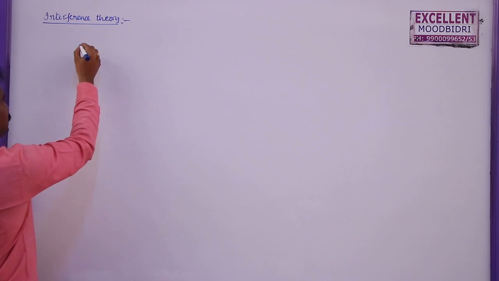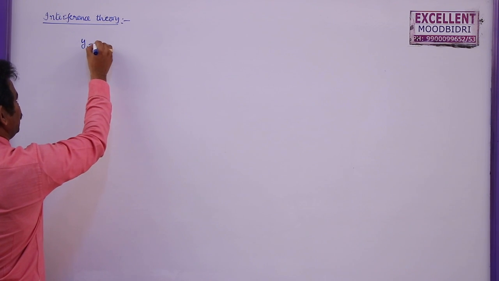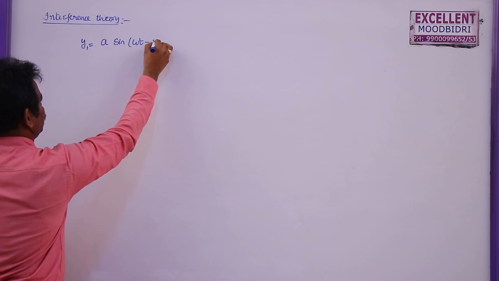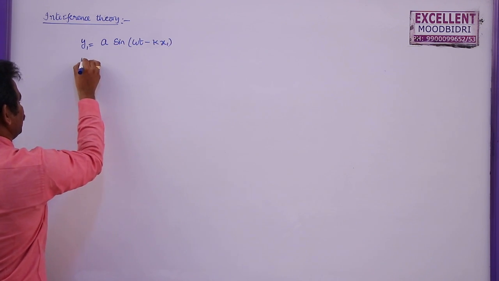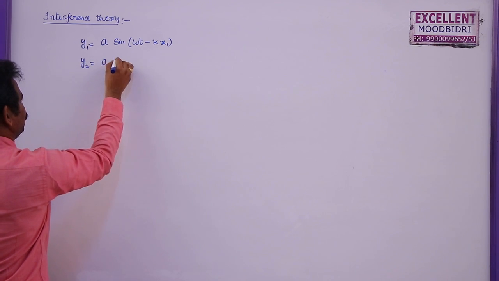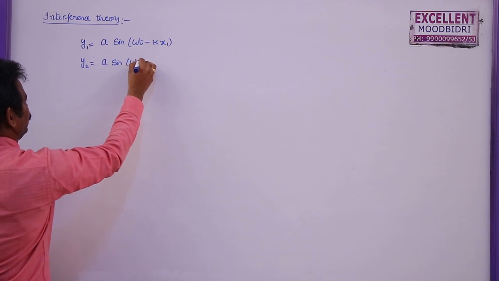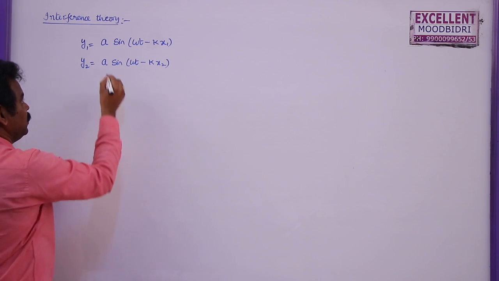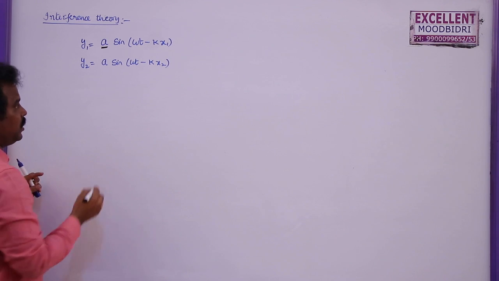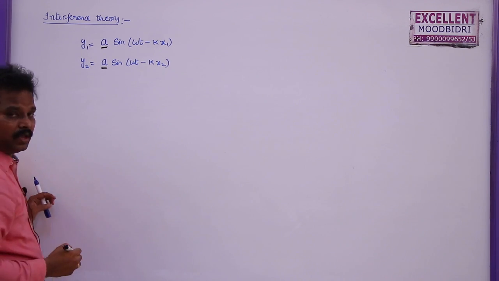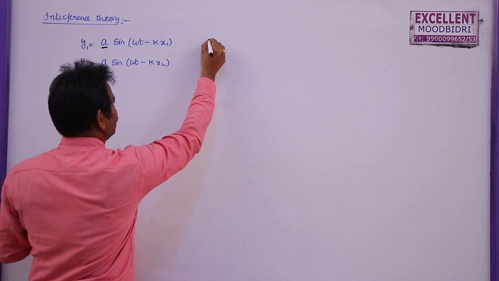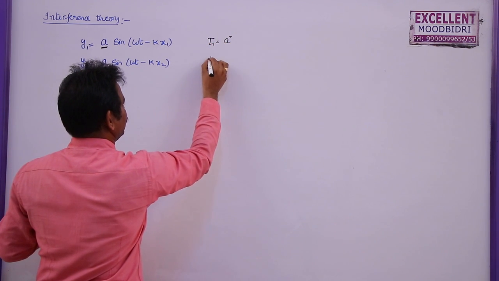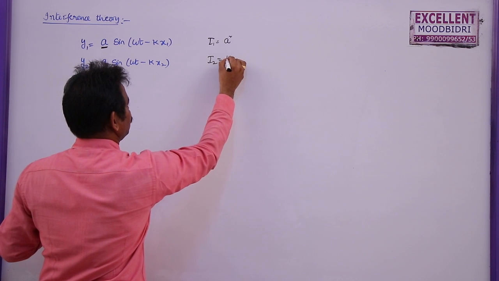Interference theory states that if y1 equals a sin(omega t minus kx1), the first equation, and y2 equals a sin(omega t minus kx2). So here the amplitude of the first wave is a, and the amplitude of the second wave is also a. So what is the intensity of the first wave? This is a square into something, and the intensity of the second wave is also k into a square.